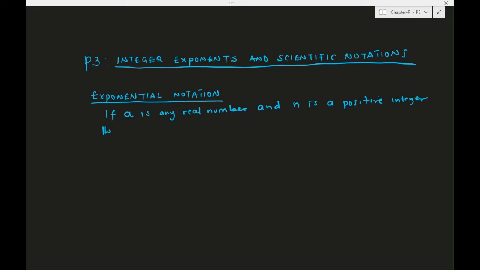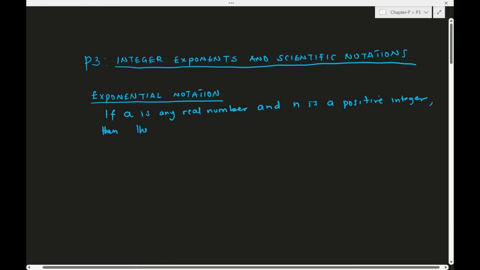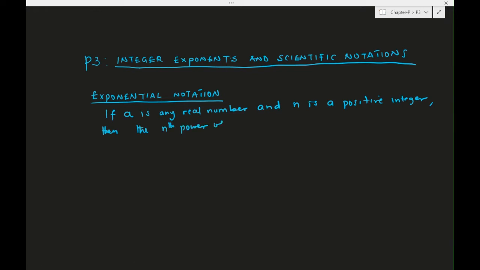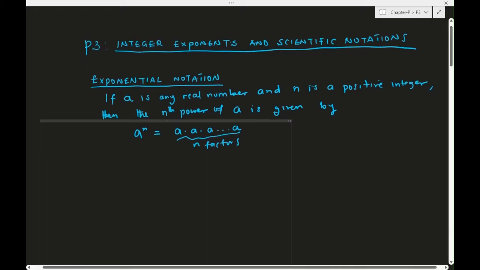then the nth power of A is given by what? A to power n is nothing but A times A times A, how many times? Just like n factors. So this is what we mean by the exponential notation.